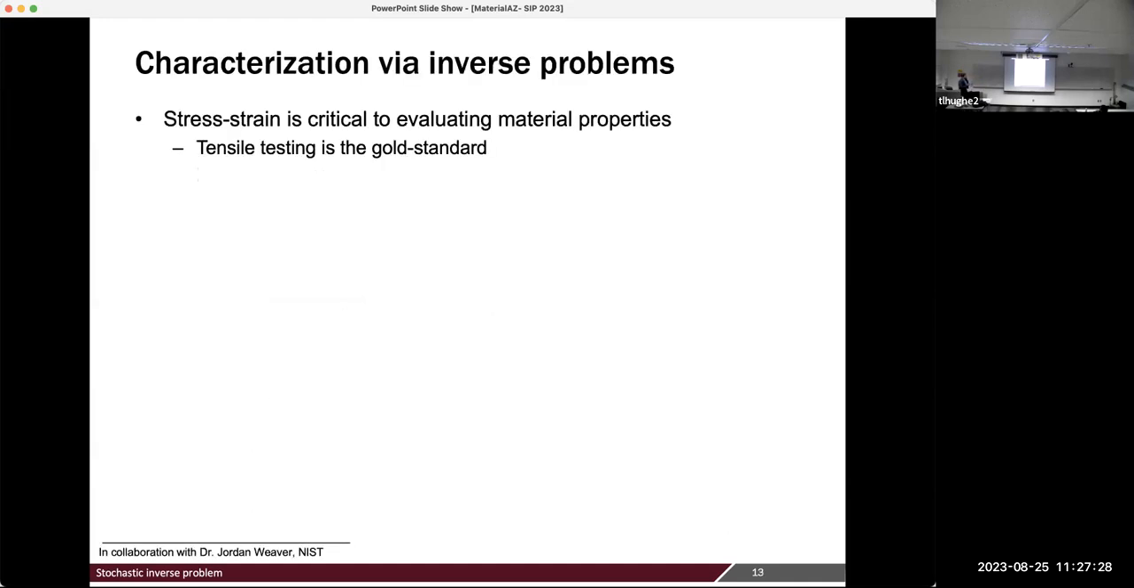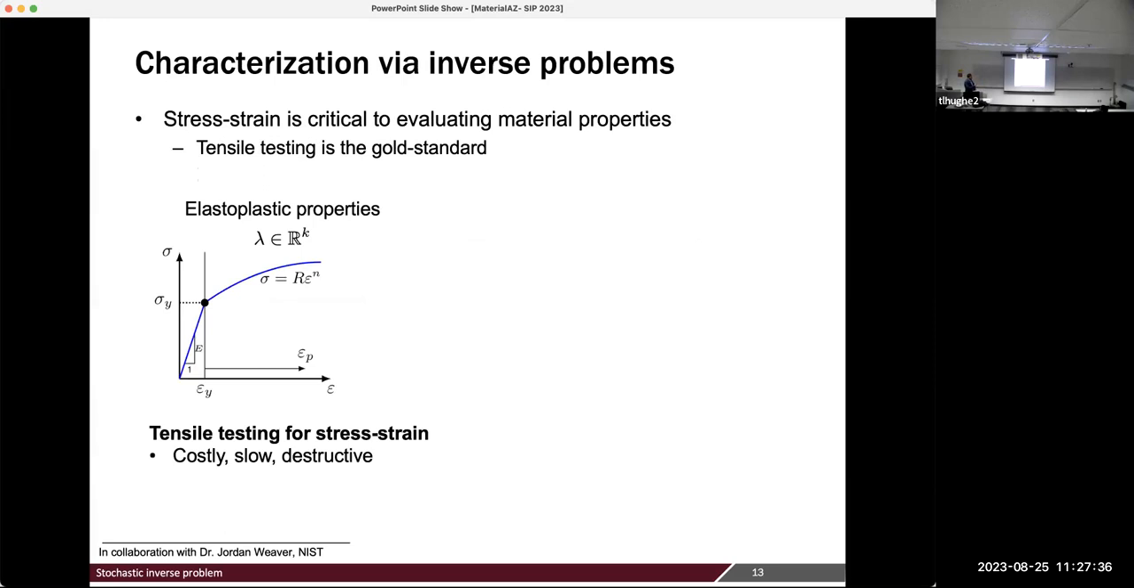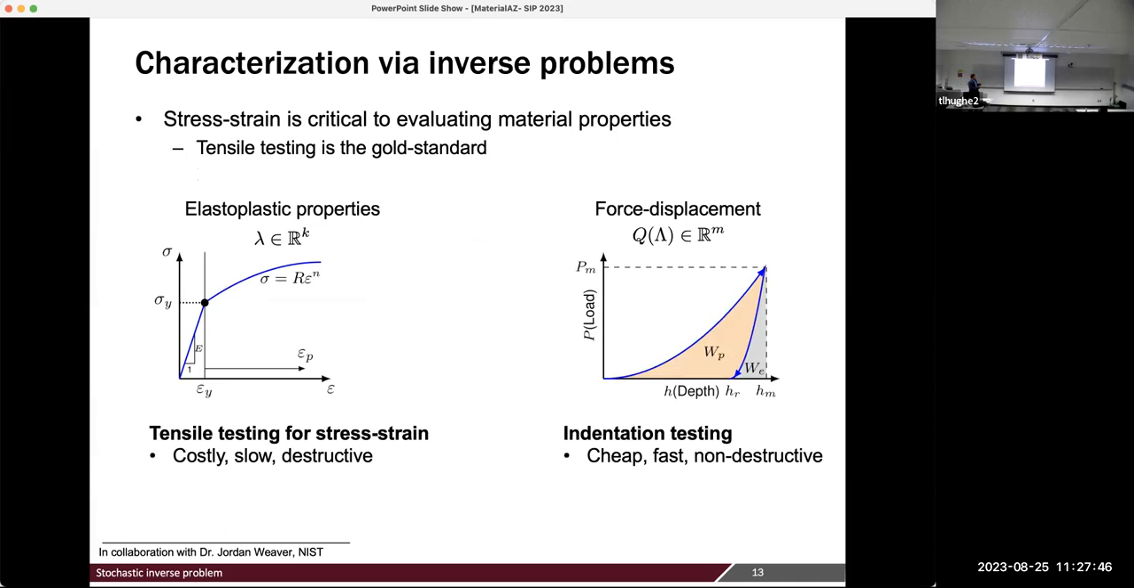Okay, so let's go back to the first example where we're talking about tensile testing. This is the gold standard right now. We manufacture dog bone samples, we break them, we measure the stress strain profiles. Challenge: it's costly, it's slow, and it's destructive. An alternative measurement is to do indentations and measure the force displacement profile, which is fast, really cheap, and non-destructive. You literally make a micrometer depth dent, which you can polish or machine out easily.